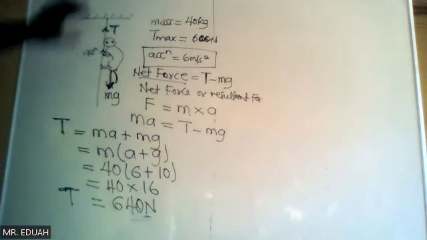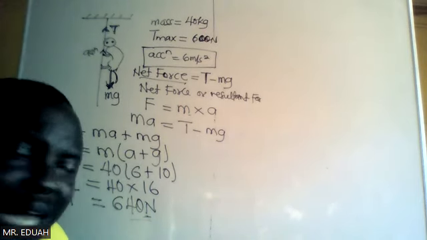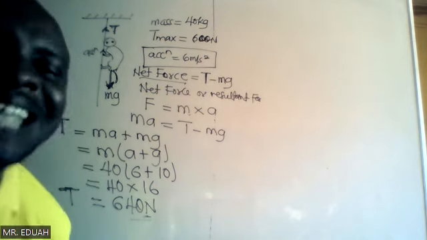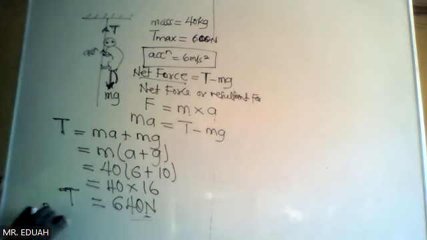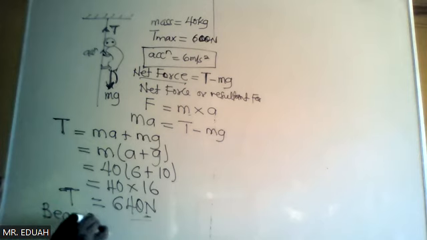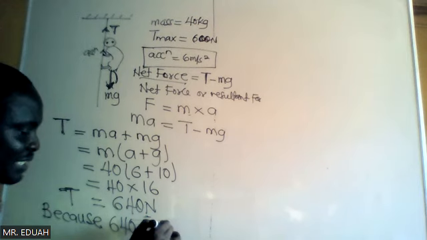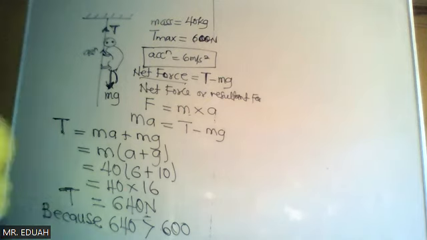So if we are given the maximum tension to be 600, would the rope break or be intact? It will certainly break, because 640 is greater than the maximum tension, which is 600. The rope would therefore break.